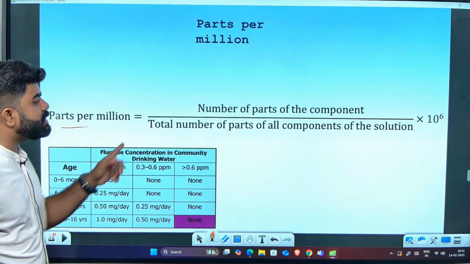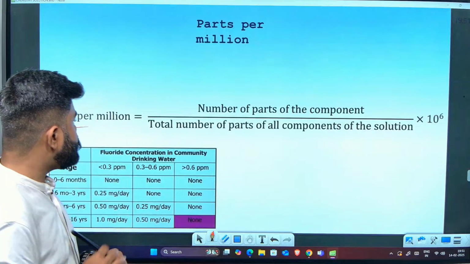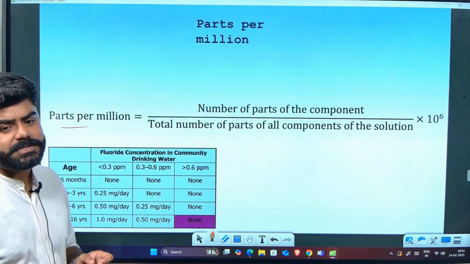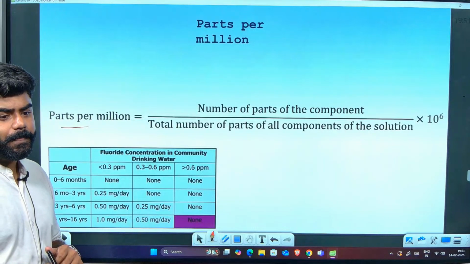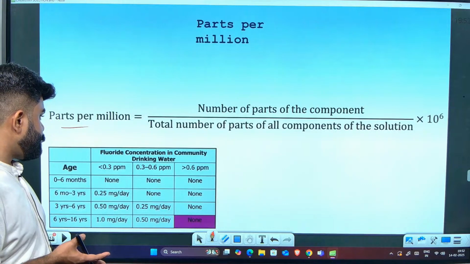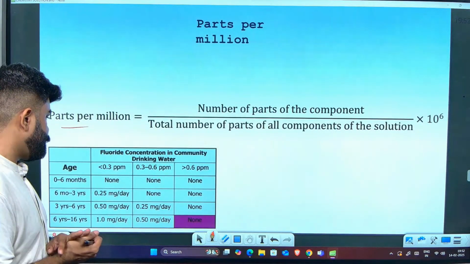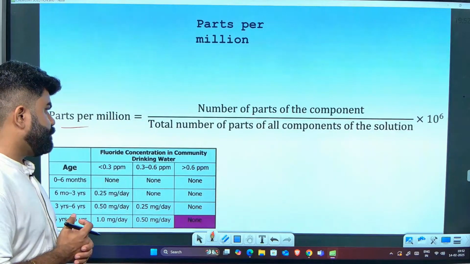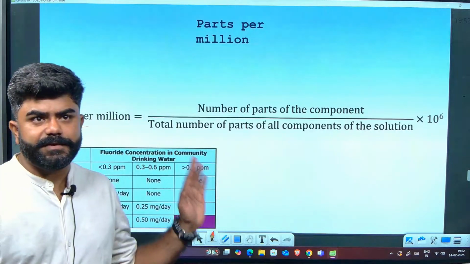Parts per million is the number of parts of the component divided by total number of parts of all components of the solution into 10 power 6. Only the formula is enough.